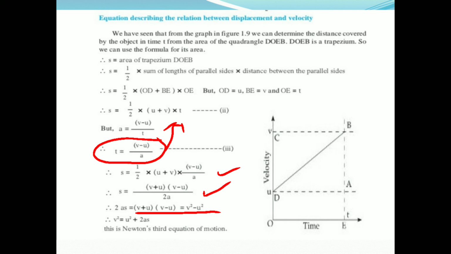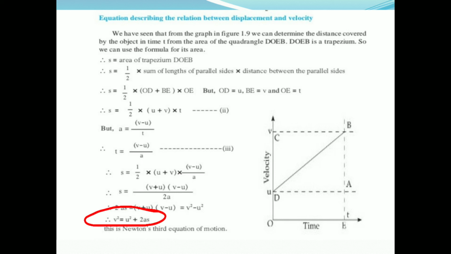So we can write this equation: 2A comes here, becoming 2AS, and V plus U, V minus U becomes V square minus U square. So by rearranging we can write V square is equal to U square plus 2AS. This is the third equation of motion, Newton's third equation of motion. So this is the third equation of motion that we have seen.